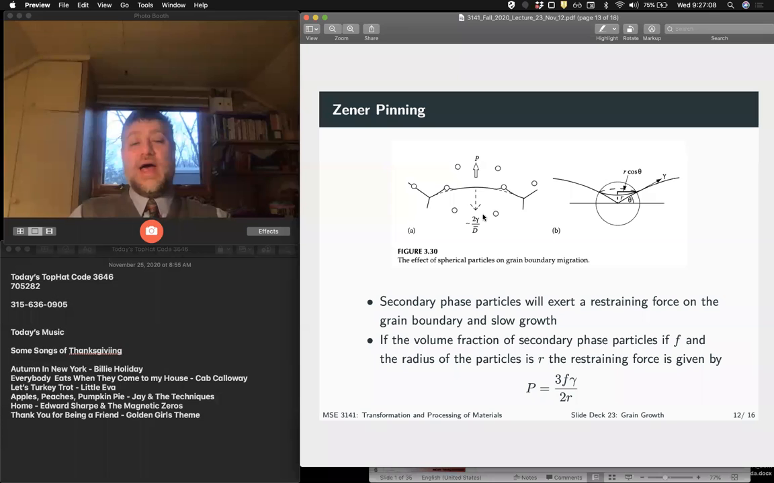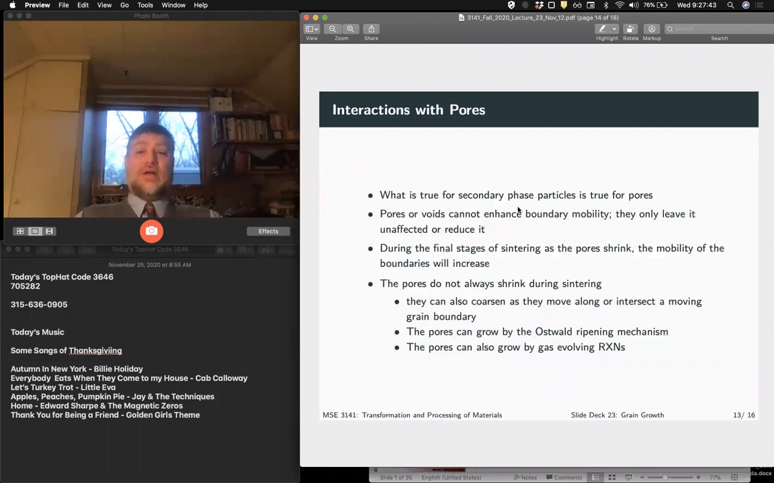right? And it's fairly easy to show that this resisting force is going to have to do with the volume fraction of the particles and the radius of the particles, right? And the surface energy of our grain boundary, the grain boundary interfacial energy, right? And so this is known as Zener pinning, right? And it's a really important phenomena, okay?